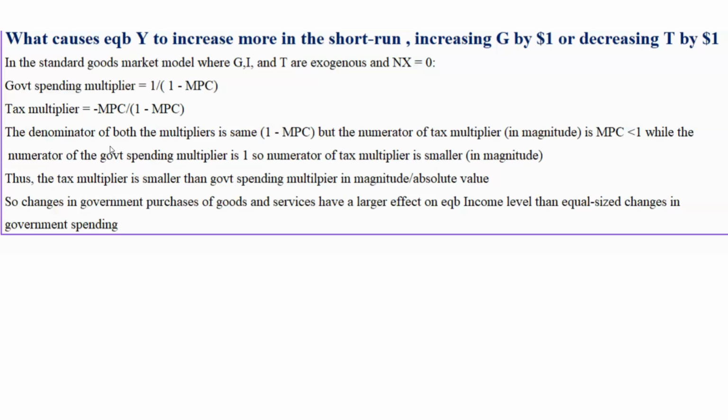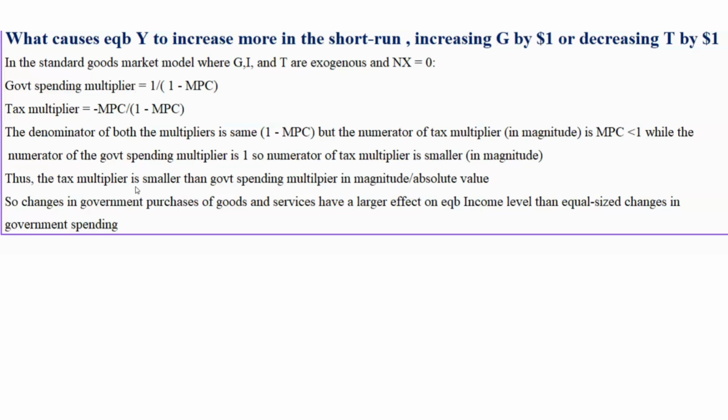So the numerator of the tax multiplier, which is MPC, less than 1, is smaller in magnitude than the numerator of the government spending multiplier. The denominators are the same, but the numerator in absolute value of the tax multiplier is smaller because MPC is less than 1. So the tax multiplier is smaller than the government spending multiplier in absolute value. Because if you have two fractions with the same denominators, the larger fraction is the one with the larger numerator, which in this case is the government spending multiplier.